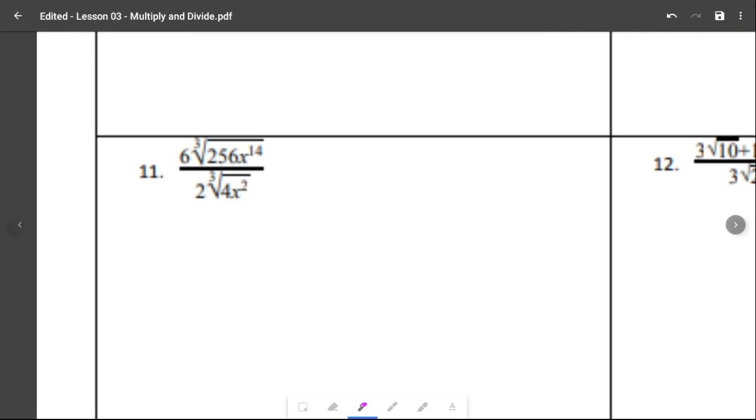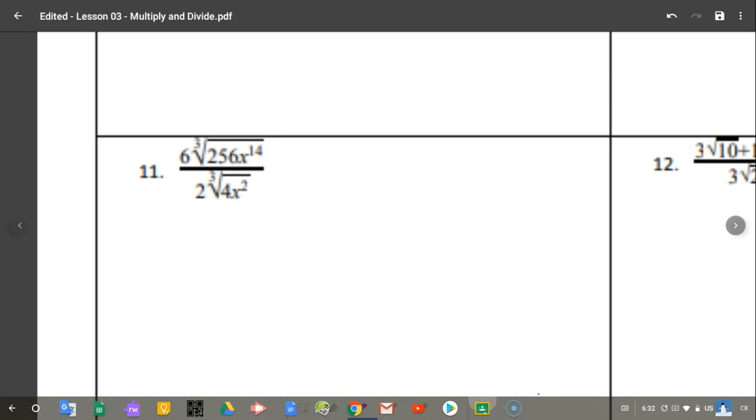All right, number 11 now. Cubed roots, just like square roots. You're going to divide the outsides, then the insides. The big thing to remember here with variables, though, is when you divide, you subtract the exponents. So why don't you press pause, give it a shot, and when you're ready, press play.